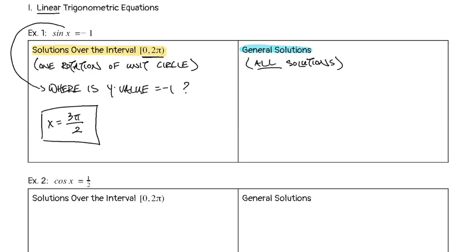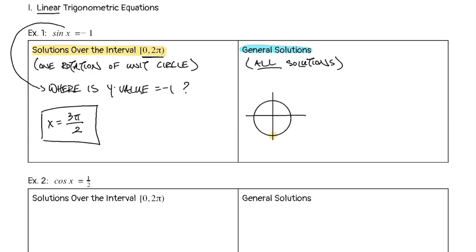Now, when we think about the general solutions, what we're really saying is we can go around the unit circle an infinite amount of times, okay? And so if I were to draw a picture that goes with that, here's my unit circle. Well, not bad for a Monday morning. We know that our solution is right there, right?